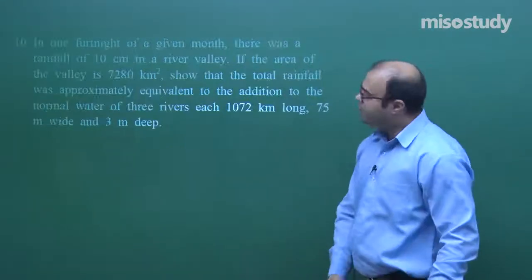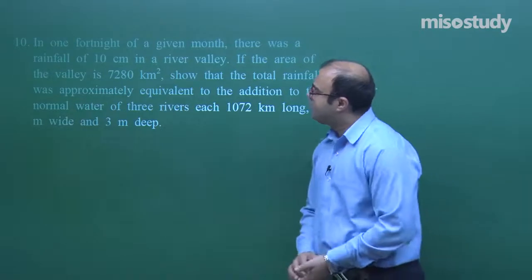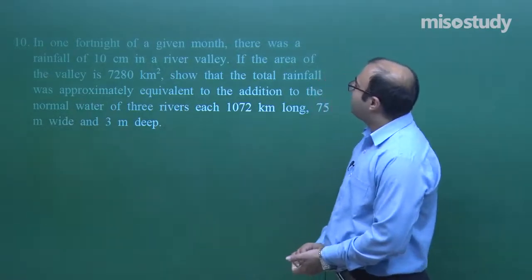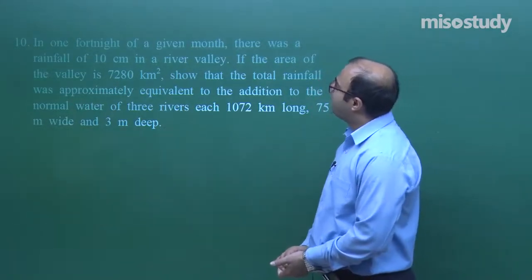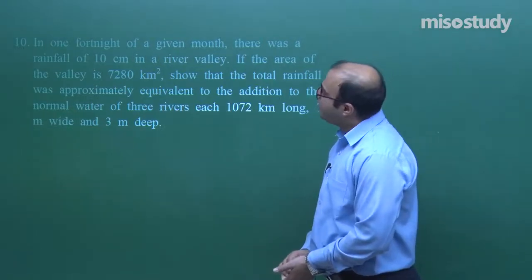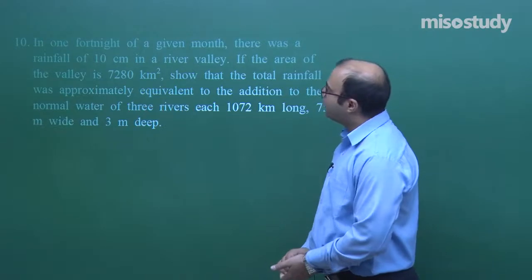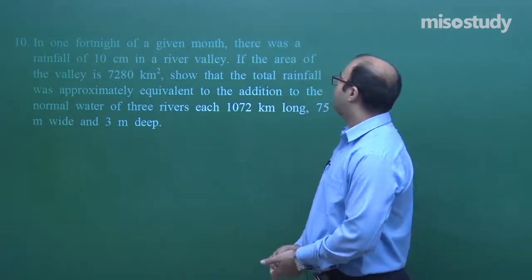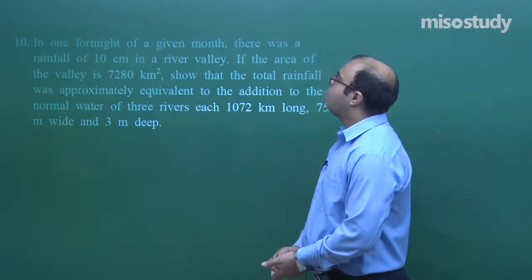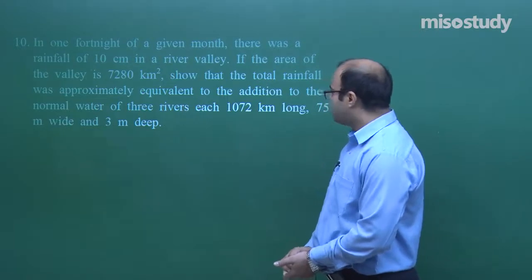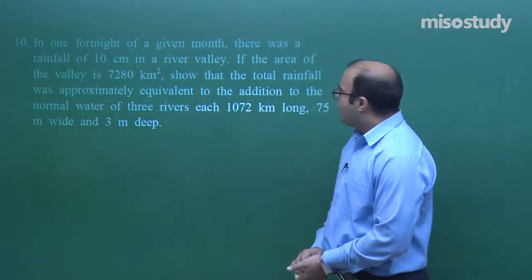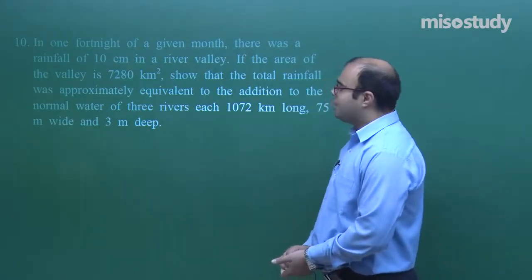Let us take the 10th question, last question of 6 marks. In one fortnight of a given month, there was a rainfall of 10 centimeter in a river valley. If the area of the valley is 7280 kilometer square, show that the total rainfall was approximately equivalent to the addition to the normal water of 3 rivers, each 1072 kilometer long, 75 meter wide and 3 meter deep.